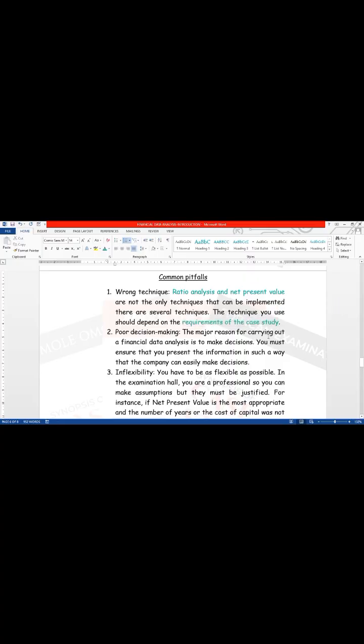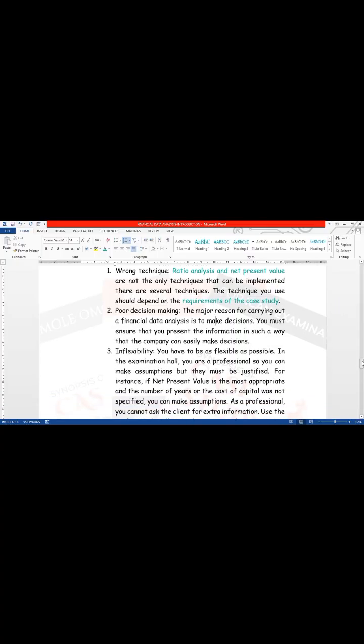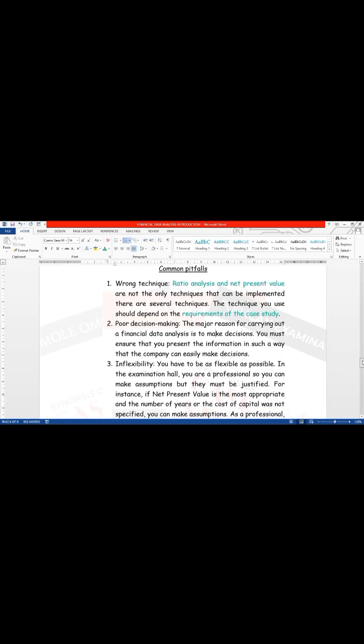Then the second one is poor decision making. Now, why are you carrying out a financial data analysis? It's the company that gave you their revenue to be 100 million.